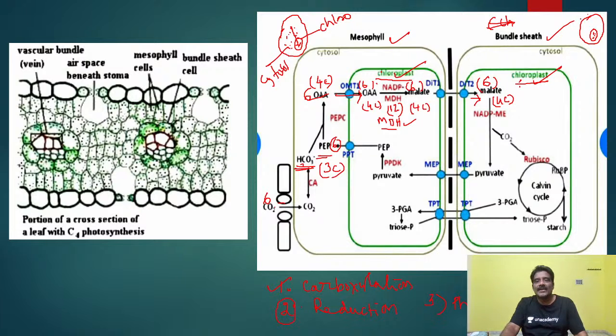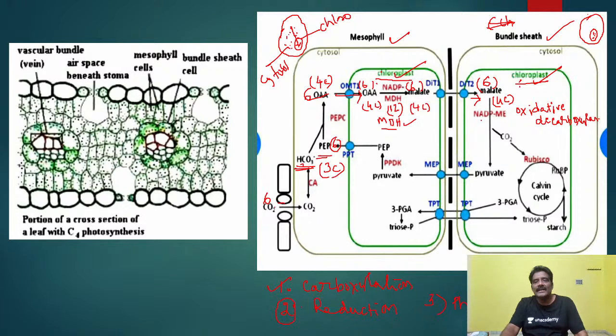Here this malic acid, or malate, undergoes one type of reaction. What type of reaction is that? Oxidative decarboxylation. It will undergo oxidative decarboxylation. Okay. What is the meaning of oxidative decarboxylation? The malate here is undergoing oxidative decarboxylation. I mean NADPH is formed here, you see.